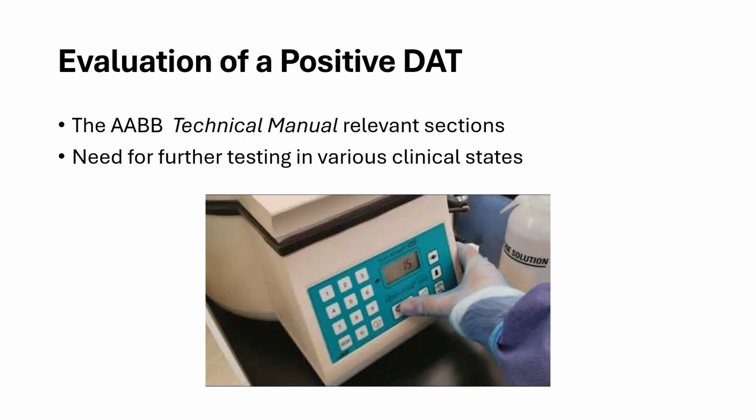So when you are evaluating a positive DAT, you're going to refer to the AABB Technical Manual, and there are sections on DAT and evaluation, so each lab is going to have a reference on what you need to do further. So the purpose is it's going to guide the need for further testing based on different clinical states where the DAT is positive. Some points to make: positive DAT requires clinical correlation to determine significance. Further testing helps to differentiate those causes, like if it's hemolytic disease of the newborn, is it autoimmune, what's actually causing it. So make sure you watch this video down below so you know how to run it.